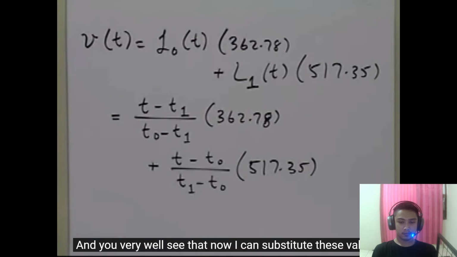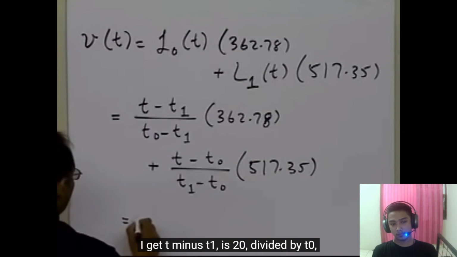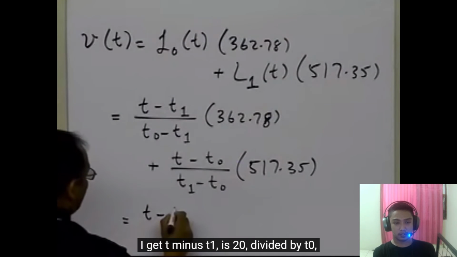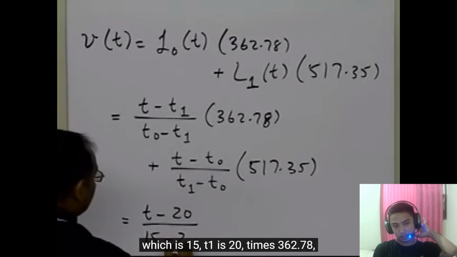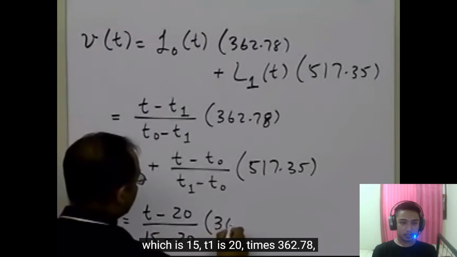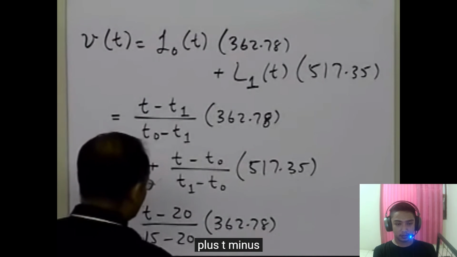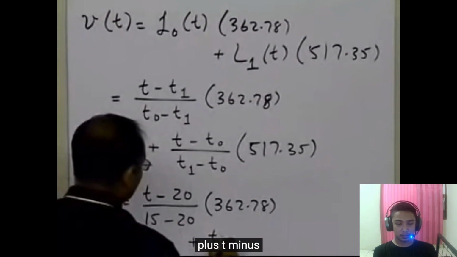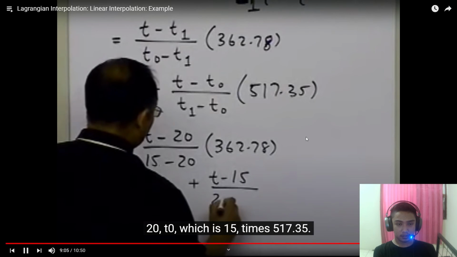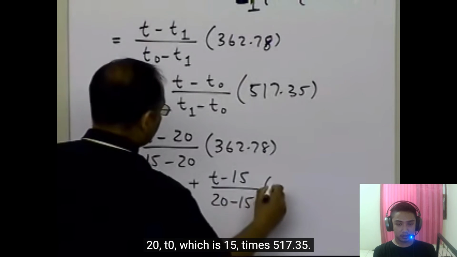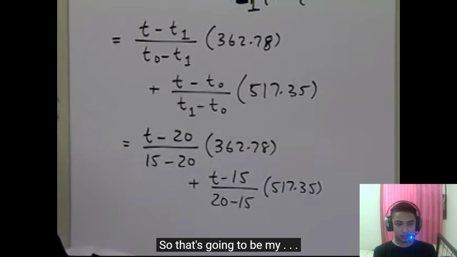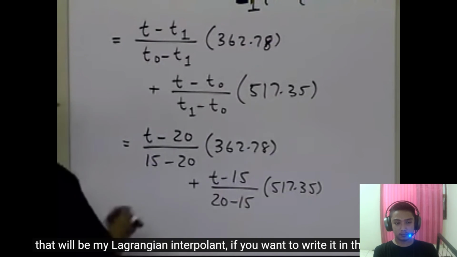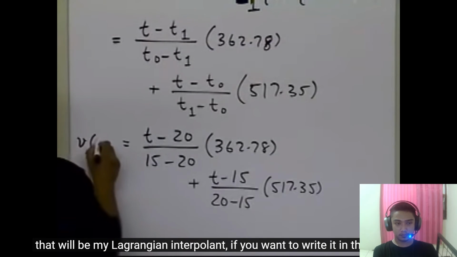And you will see that now I can substitute these values. I get t minus t1, where t1 is 20 and t naught is 15, plus t minus t naught, with t1 being 20 and t naught being 15, times 517.35. So that's going to be my Lagrangian interpolant.